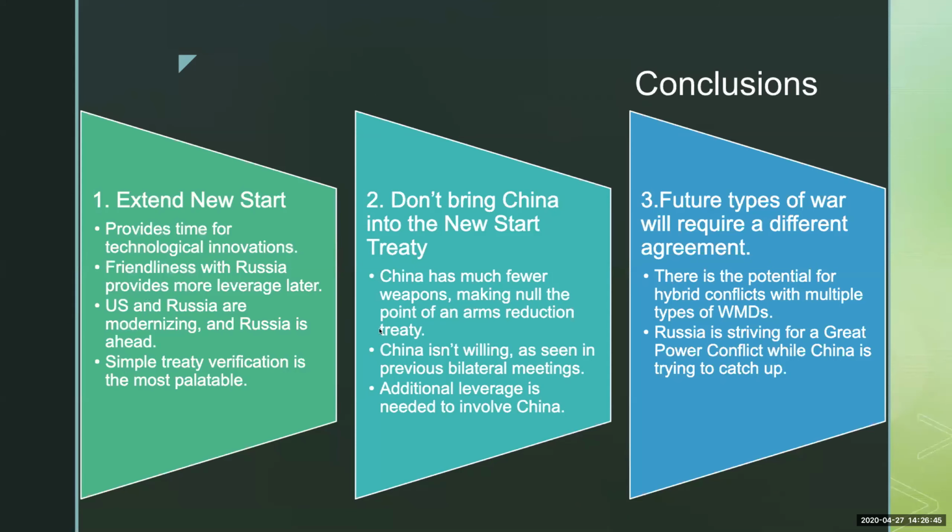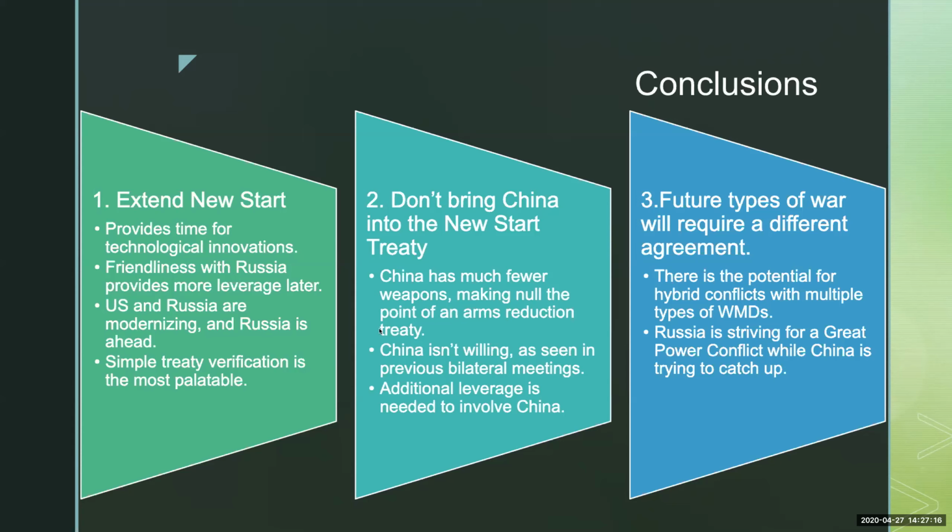So in summary, we have three prime conclusions from our discussions and investigations as a group. Firstly, we support extending New START because this provides us with time for technological innovation, as well as promoting friendliness with Russia, which we can leverage in future deals. Second, we don't want to bring China into the New START treaty because they have fewer weapons, they aren't willing, and we need additional leverage before we can involve them. And finally, we believe that future types of war will require a different agreement.